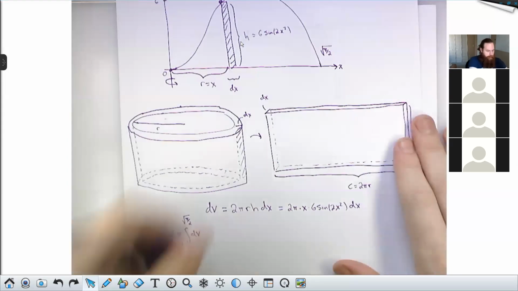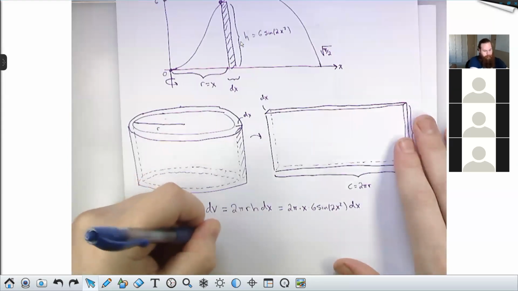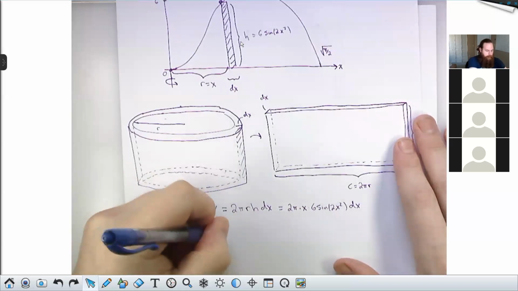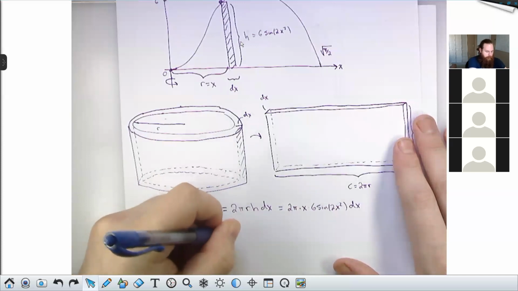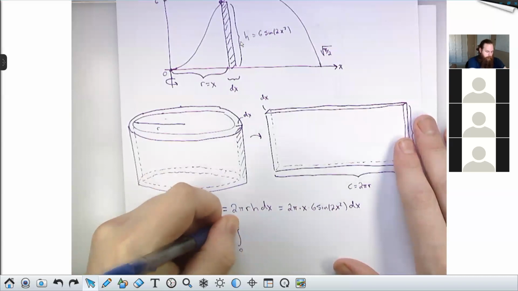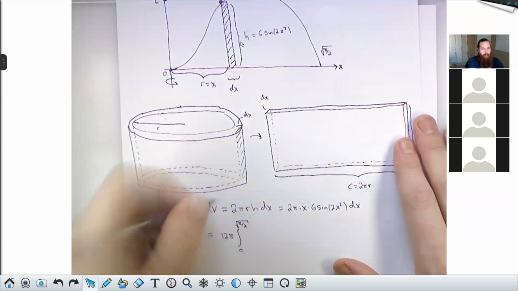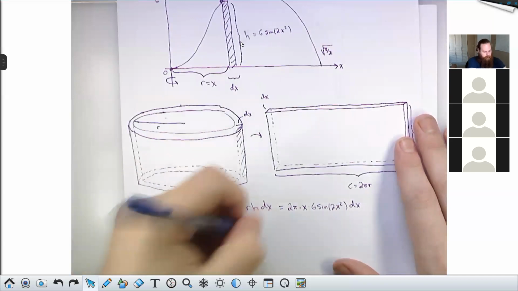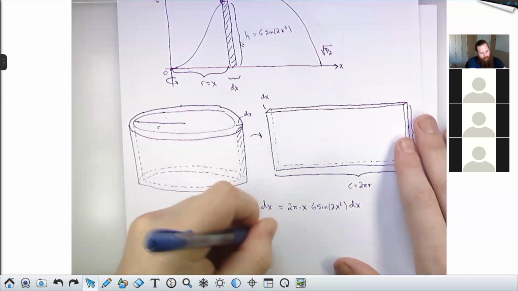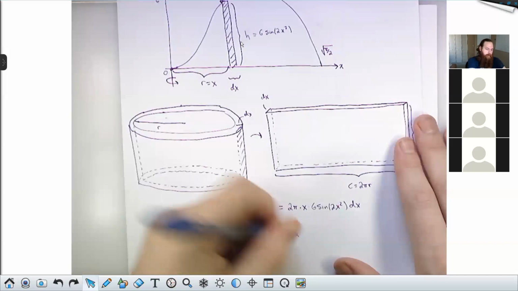And then I plug everything in. I would like to pop out my constants. I have a 2 pi and a 6, so I can pop out a 12 pi. And then I'll have the integral from 0 to square root of pi over 2 of x times the sine of 2x squared dx.